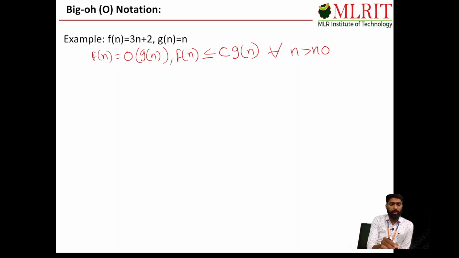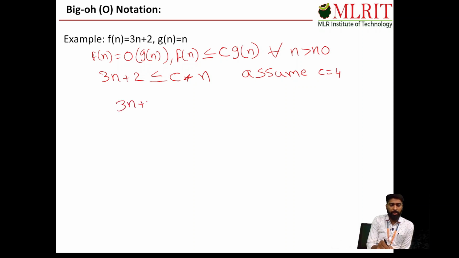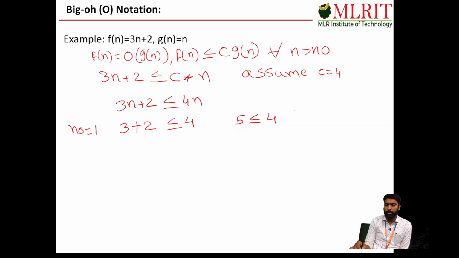Now substitute here. What is f of n? 3n plus 2 is less than or equal to c into g of n, which is n. Let us assume c equals 4. Substitute: 3n plus 2 less than or equal to 4n. Now consider n naught equals 1. In the place of n we substitute 1: 3 into 1 is 3, plus 2, less than or equal to 4 into 1, that is 5 less than or equal to 4. Not satisfied.